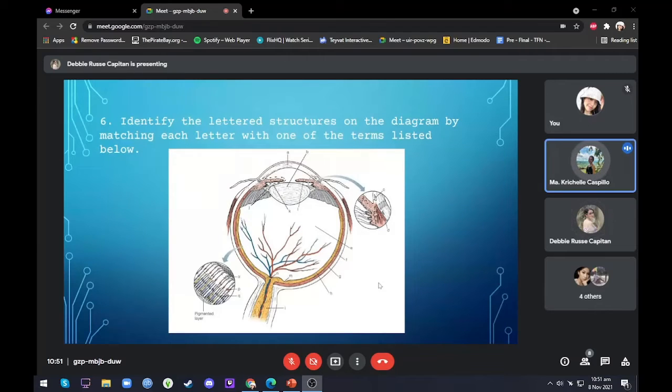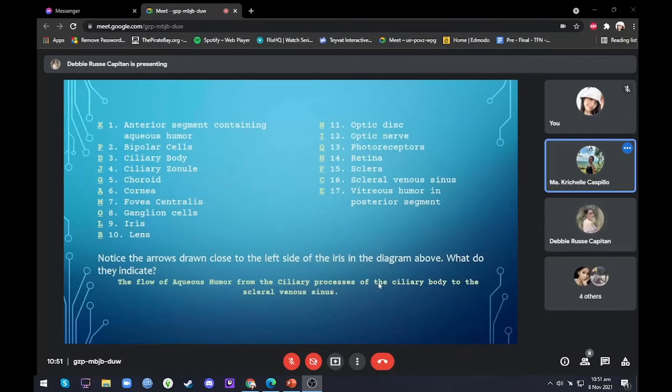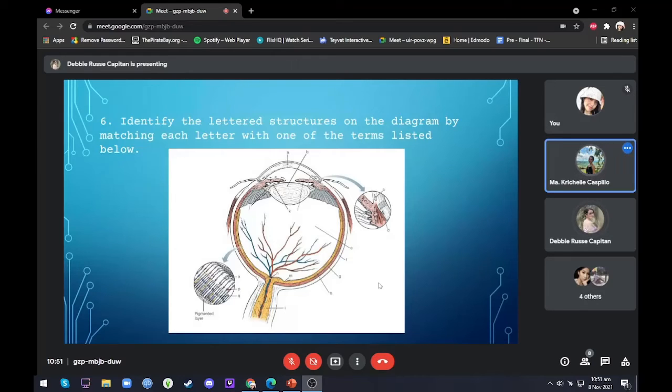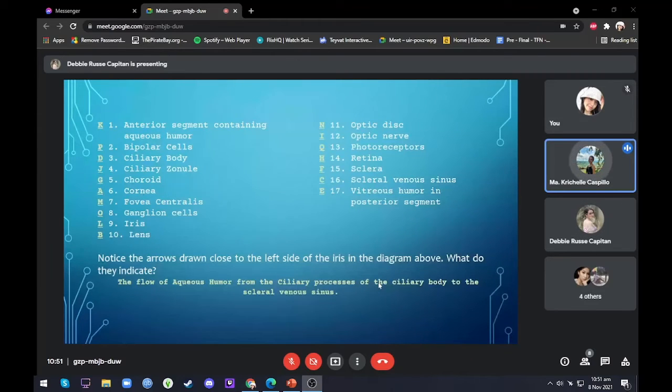Identify the letter structures on the diagram by matching each letter with one of the terms listed below. Letter K is the anterior segment containing aqueous humor. Letter P is bipolar cells. Number 3 is ciliary body, which is letter D. 4, J, which is the ciliary zonule. 5, letter G, which is the choroid. 6, letter A, which is the cornea.